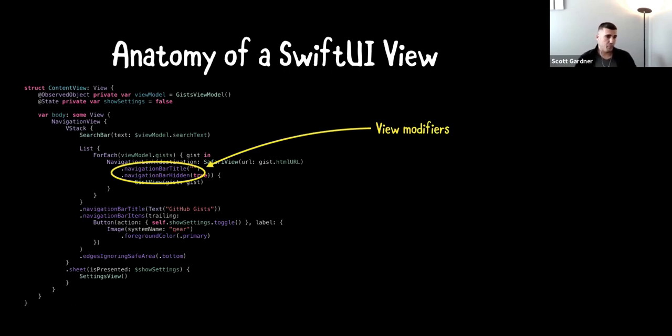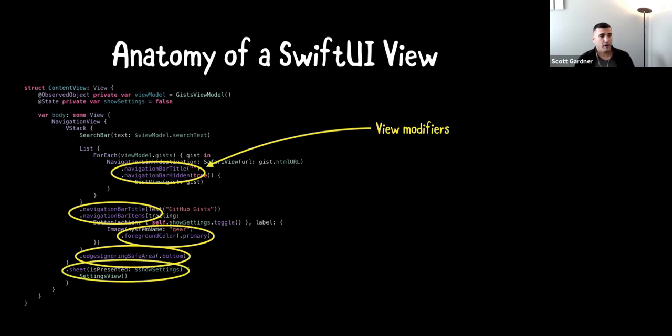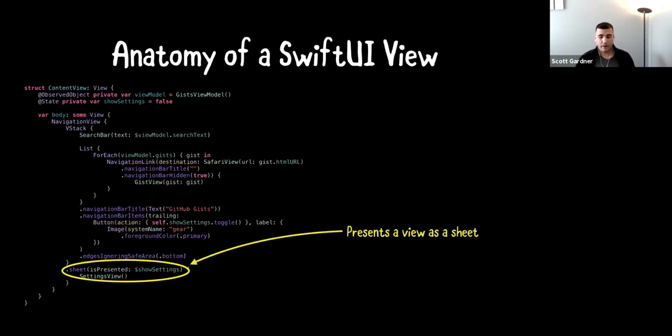So these are two view modifiers that set the navigation bar title and then set it to hidden. And this is just a way that I found to basically hide the second navigation bar from appearing when you use an SFSafariViewController, because that has its own navigation bar. Anyway, these are also view modifiers we see here. Setting titles, setting bar button items, setting the color for the foreground in this case, ignoring safe area insets, and even this last one at the bottom here, which is a view modifier that will present a sheet, as we saw earlier, when the show settings state property changes.